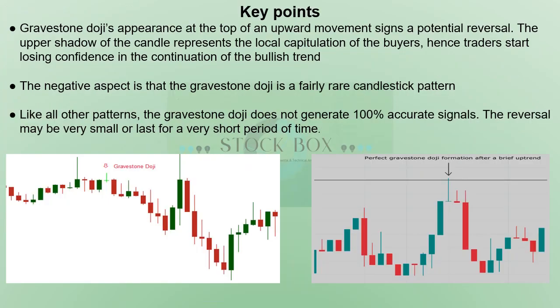Few key points to be noted. A gravestone doji's appearance at the top of an uptrend momentum signals a potential reversal. The upper shadow of the candle represents the local capitulation of the buyers. Hence, traders start losing confidence in the continuation of a bullish trend.